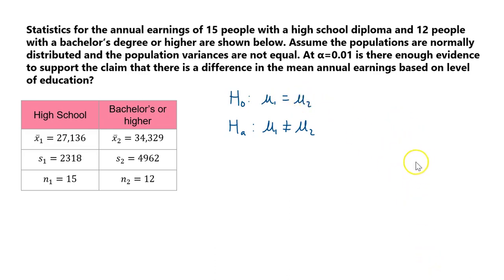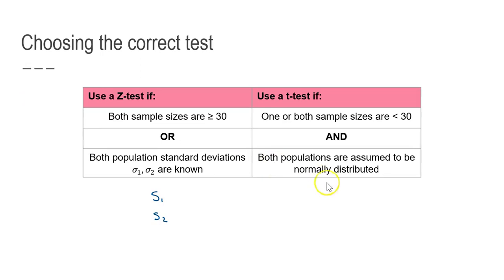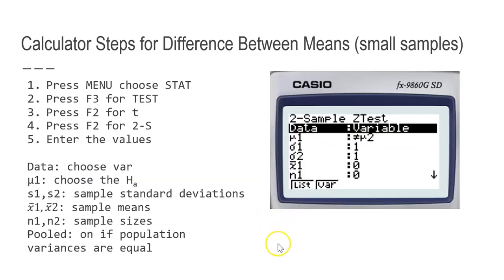Okay, we have our alpha of 0.01. Our sample sizes are 15 and 12. And the populations are normally distributed. So that means that we can use a t-test. So here are our steps for a t-test. All right, again, same things.